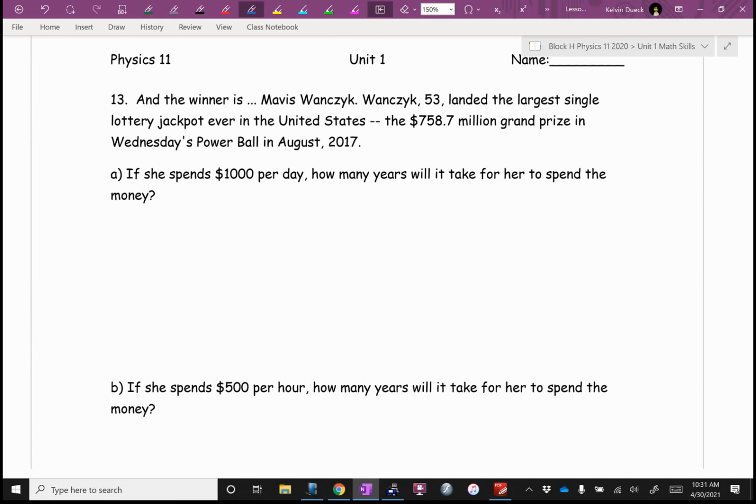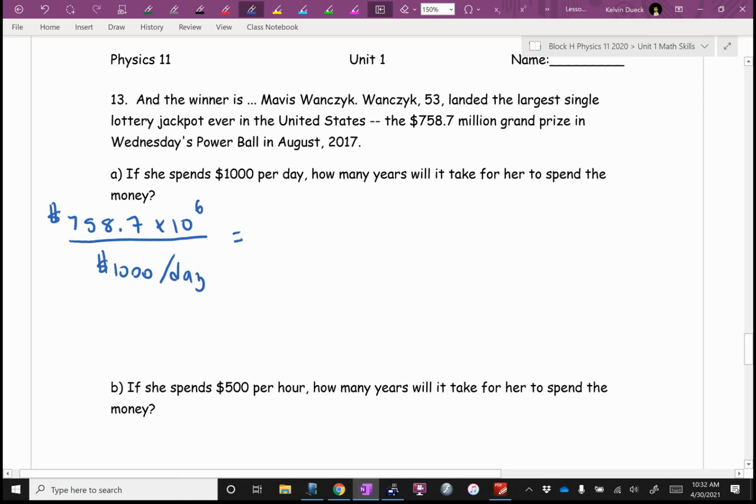Let's see if we can use some dimensional analysis. The first thing we need to figure out is how many days it's going to take. And to do that, we're going to start out by writing down what they gave me, 758.7 million, folks, is 10 to the 6th, and I'm going to abbreviate instead of writing all the zeros. That's how much she's starting with. How much do we want to spend per day? So I'm going to divide that by $1,000 per day, and that's going to tell me how many days.